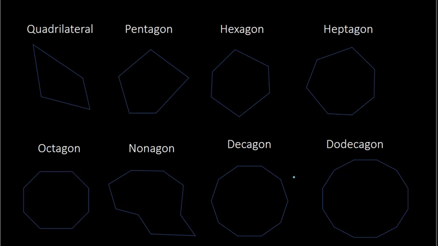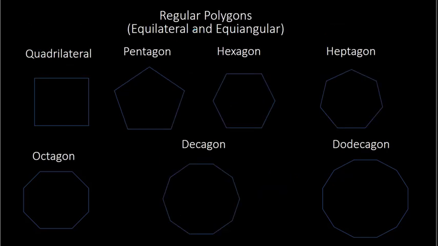Now we have what are called regular polygons. Regular polygons are polygons that are equilateral and equiangular, meaning the sides are all the same and the angles are all the same. So looking at this quadrilateral, this would be a square because every side is the same and every angle in this case would be 90 degrees. Same thing with a regular pentagon. Every side is the same and each angle inside is the same also. That goes for all of these different shapes. All of these are regular because every side is the same and every angle inside is the same.